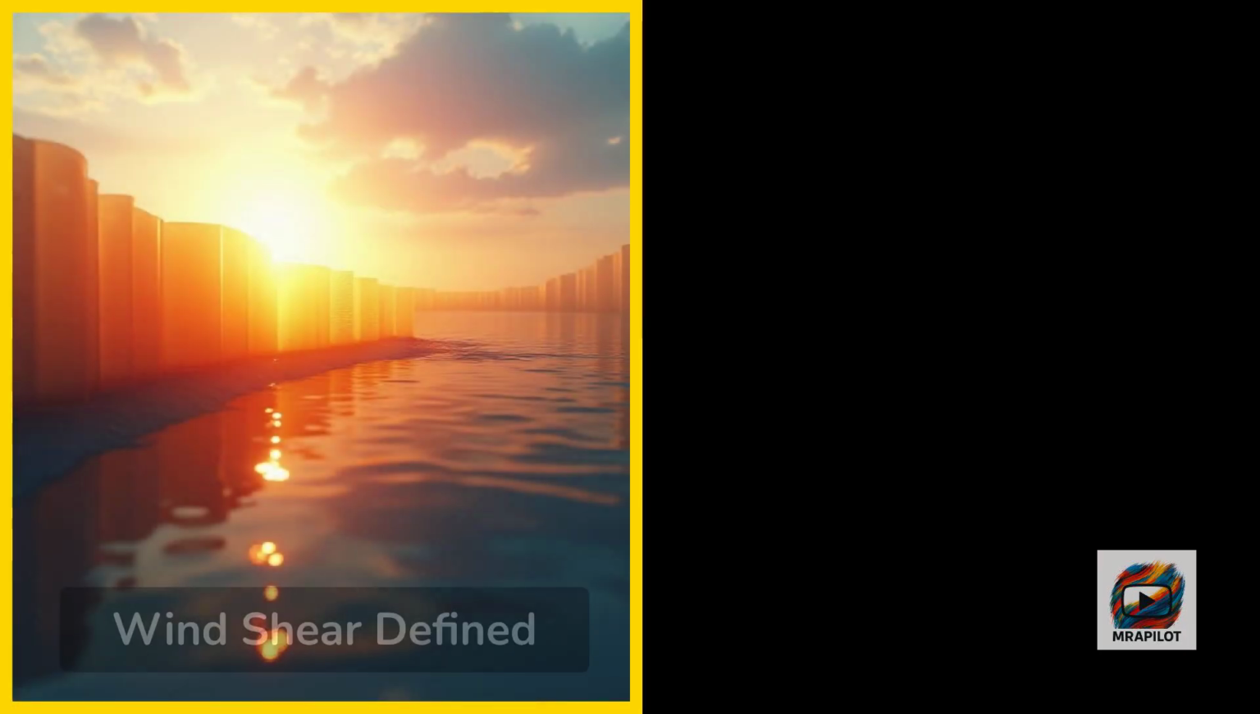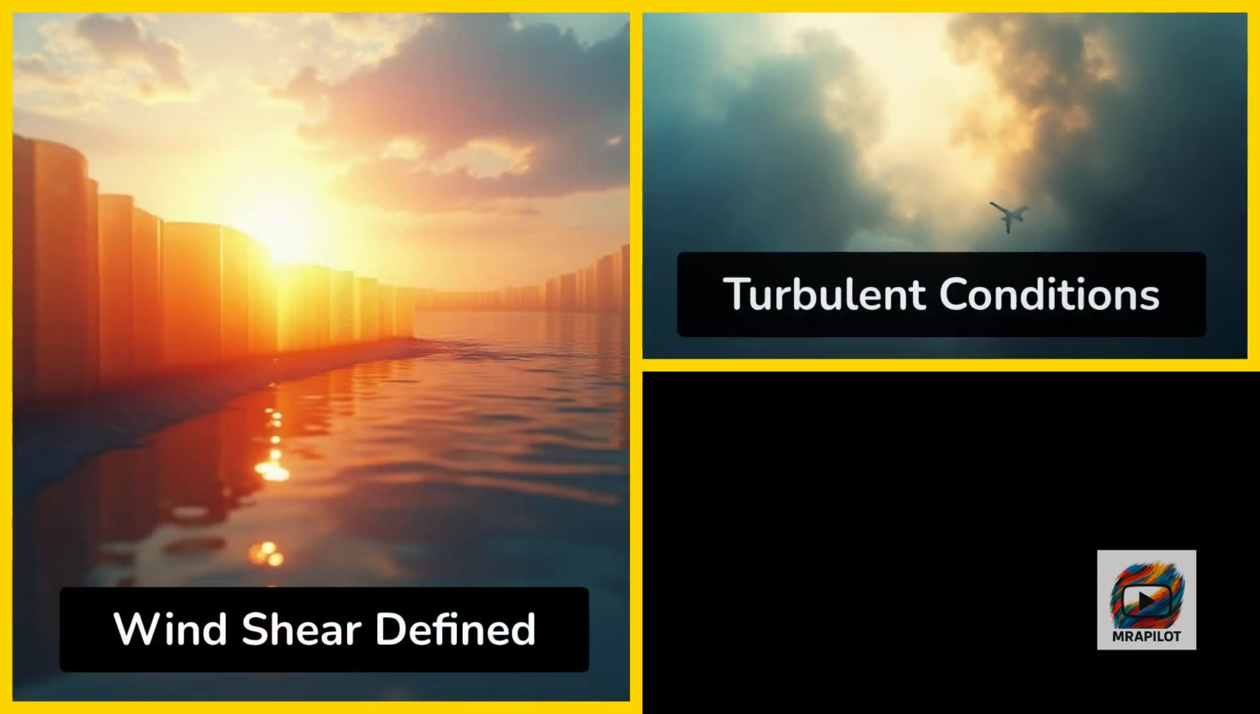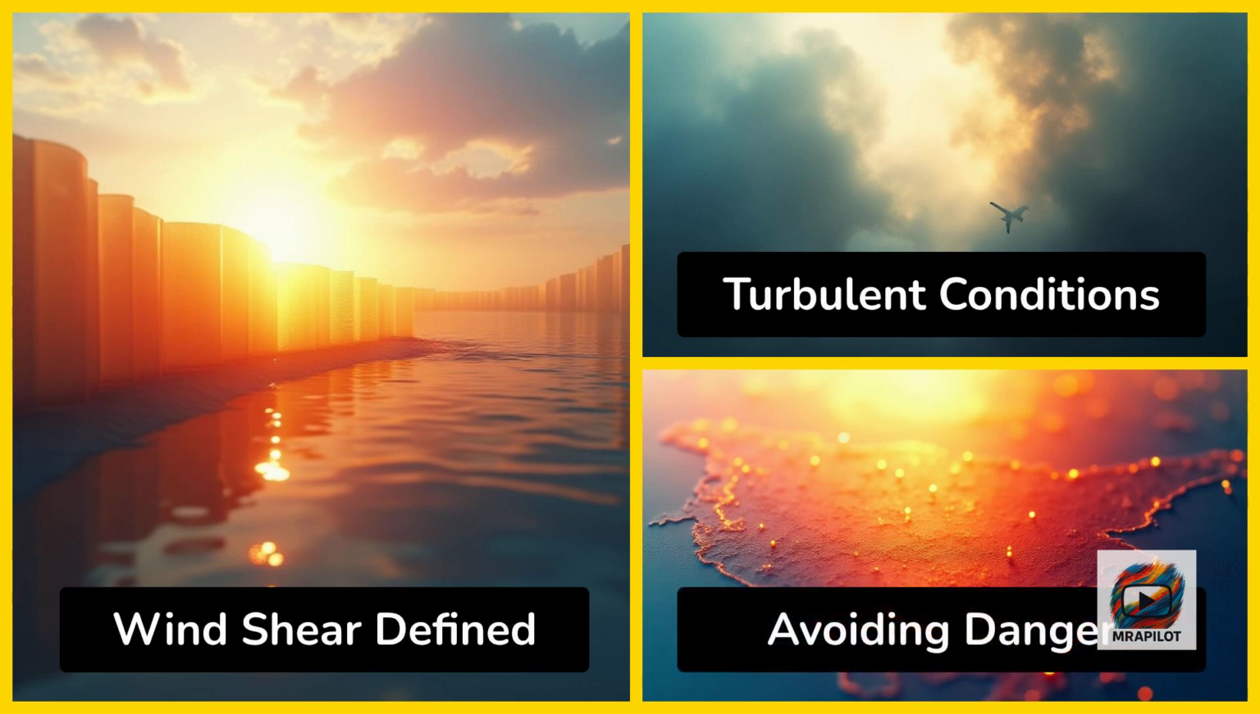Another feature of these charts is the inclusion of wind shear information. Wind shear is a rapid change in wind speed or direction over a short distance, and it can lead to turbulent conditions. Spot wind charts often highlight areas of potential wind shear, helping pilots avoid dangerous conditions during takeoff or landing. Let's look at a real-life example, flying from Paris to Amsterdam.